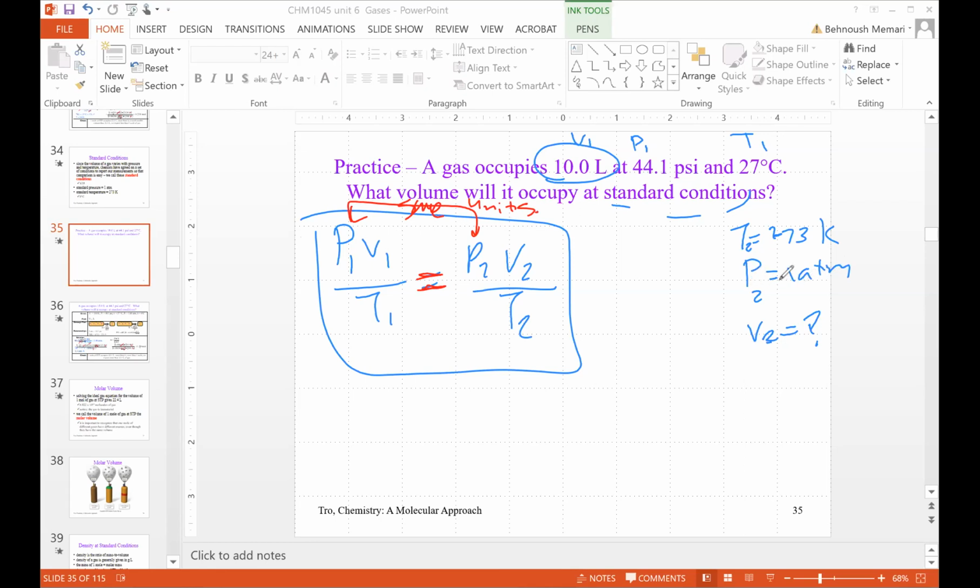So if I'm using 1 ATM for pressure P2, and V2, and this is 273 Kelvin, then T1 must also be expressed in Kelvin. So it has to be like 300 Kelvin, because that is plus 273. And then V1 is in liter, so we don't have a problem with that, 10 liter. Pressure is given in PSI, and we have to convert that to ATM. So this is going to be 44.1 divided by 14.7 ATM.